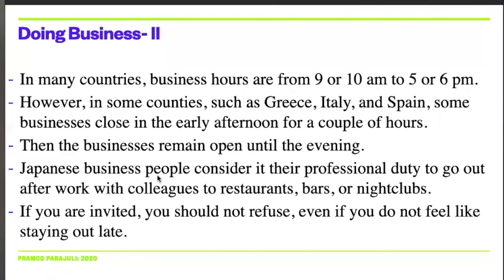Japanese business people consider it their professional duty to go out after work with colleagues. Colleagues means friends, co-workers who are working together, to restaurants, bars, or nightclubs. So what is the meaning of this? They work the whole day, okay? They work very hard. And after that, when their office hours are over, they go to the restaurants, bars, and nightclubs with their colleagues. And it is a normal, common practice. It is even considered a professional duty for Japanese people.